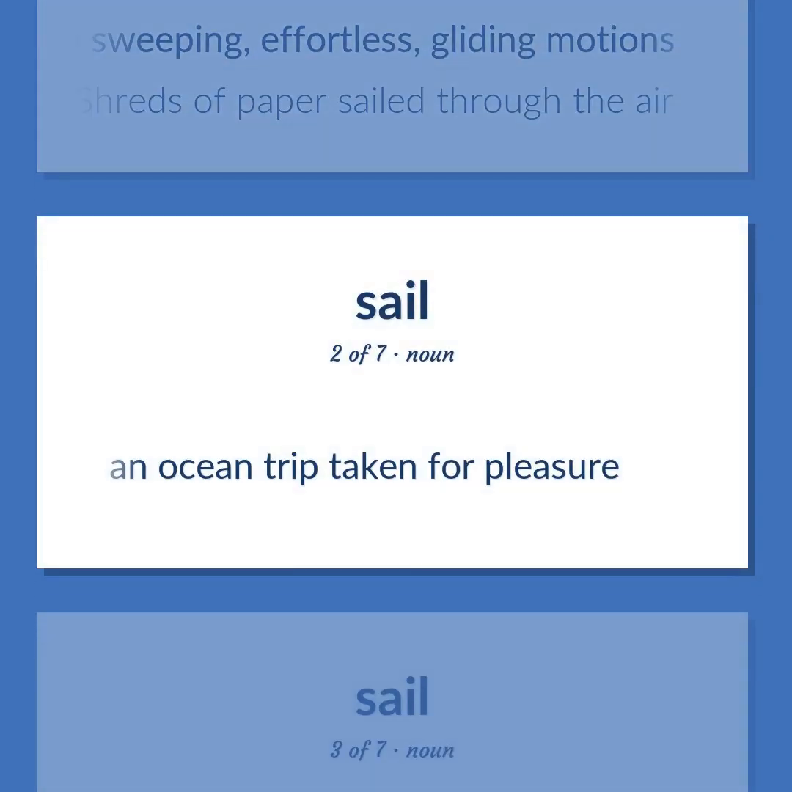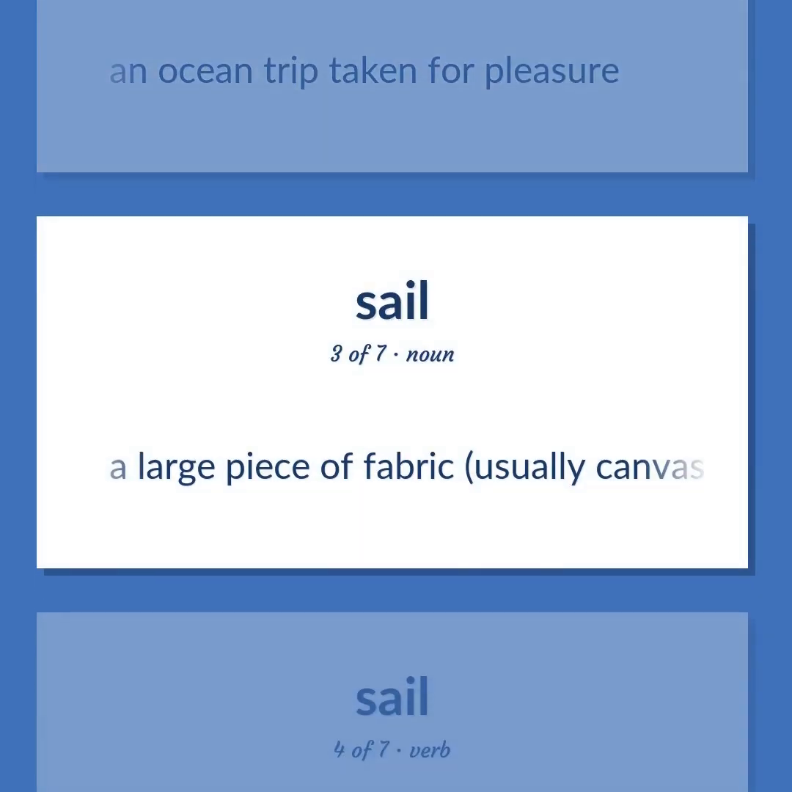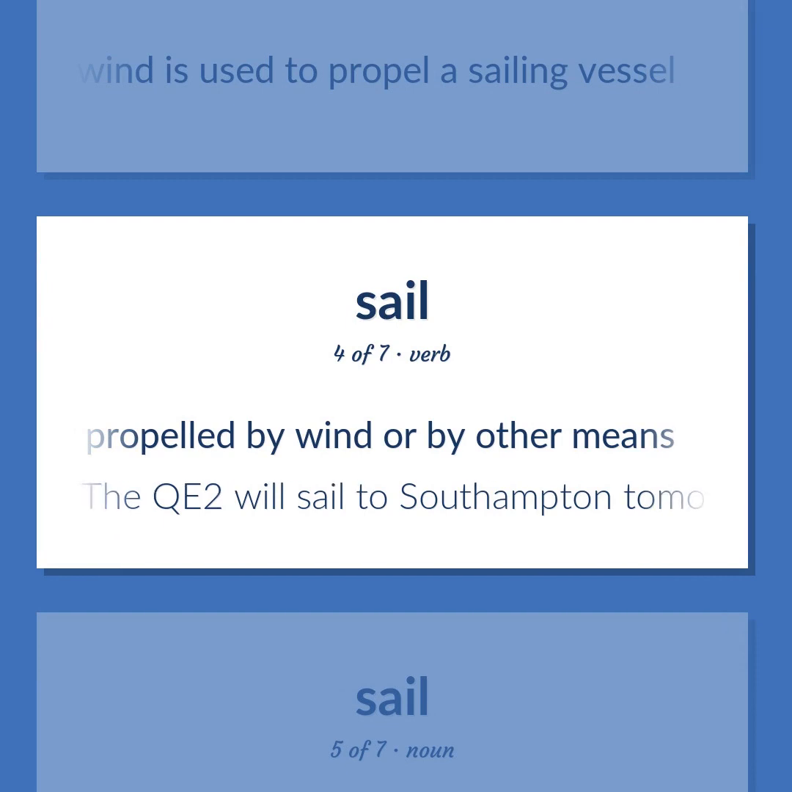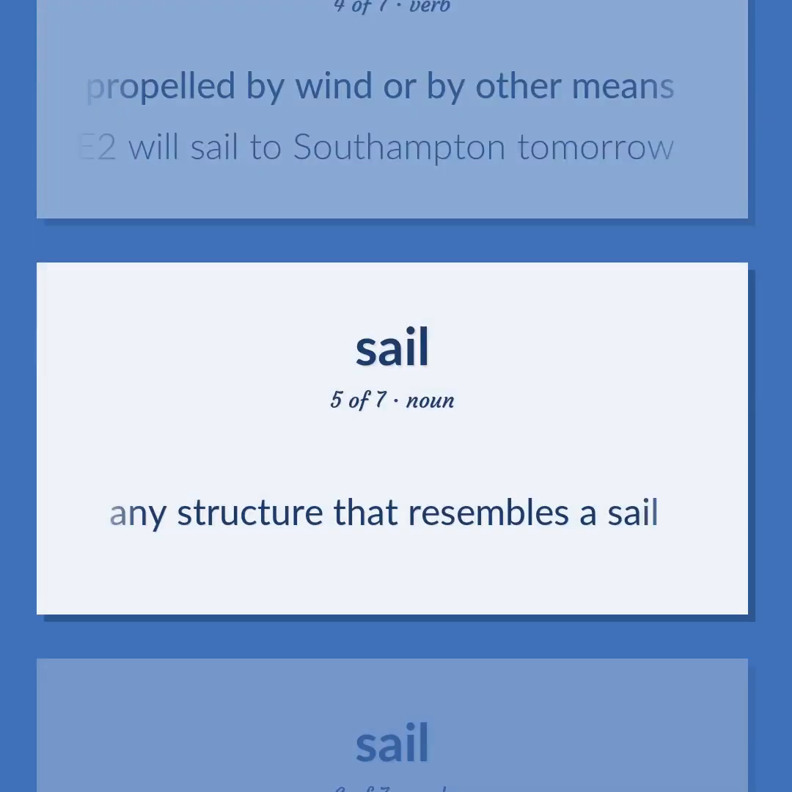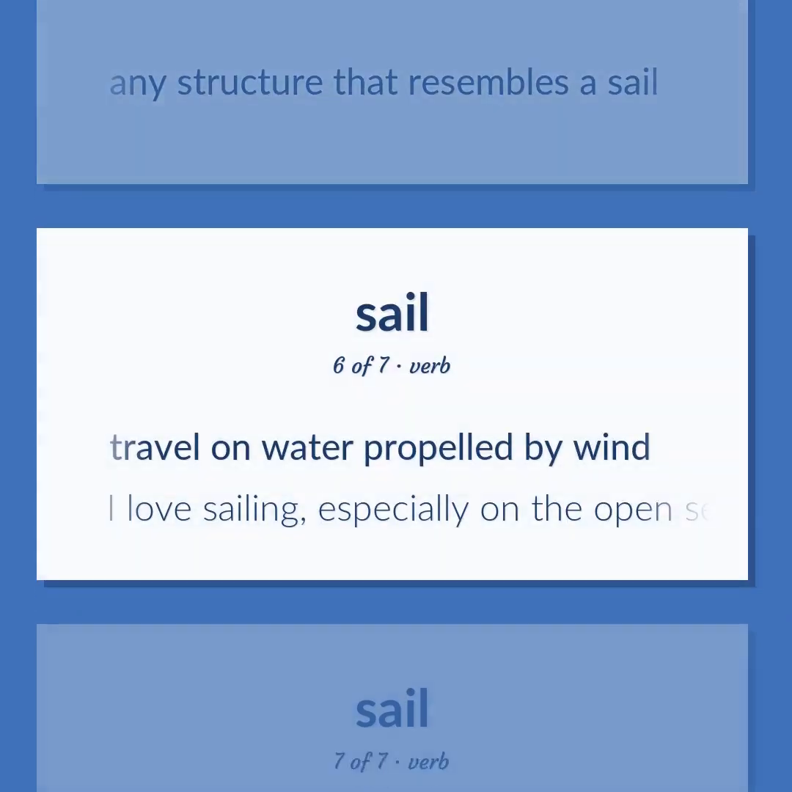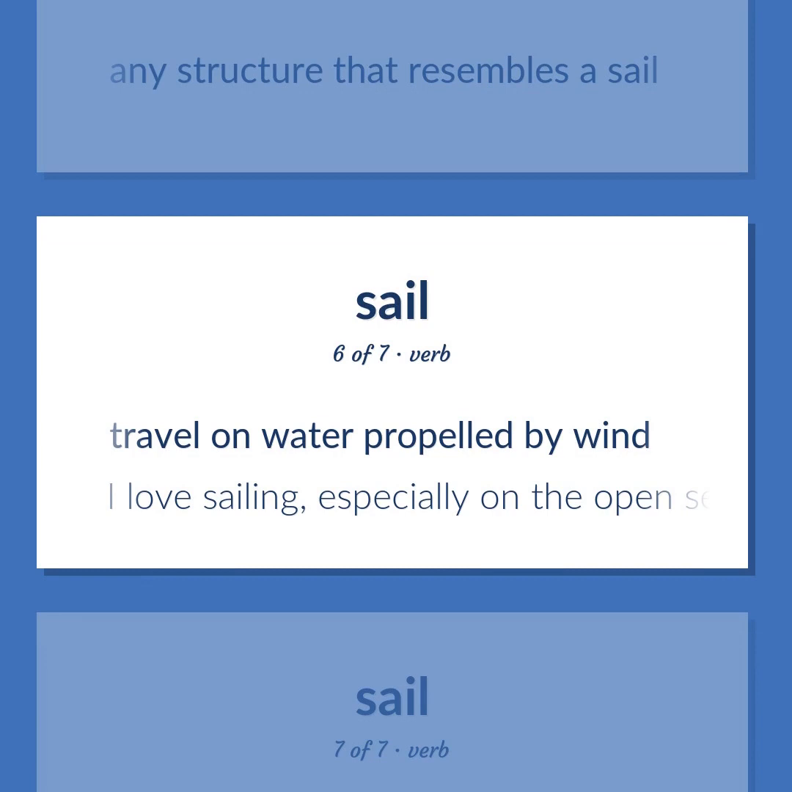An ocean trip taken for pleasure. A large piece of fabric, usually canvas fabric, by means of which wind is used to propel a sailing vessel. Travel on water propelled by wind or by other means. The QE2 will sail to Southampton tomorrow. Any structure that resembles a sail. Travel on water propelled by wind. I love sailing, especially on the open sea.